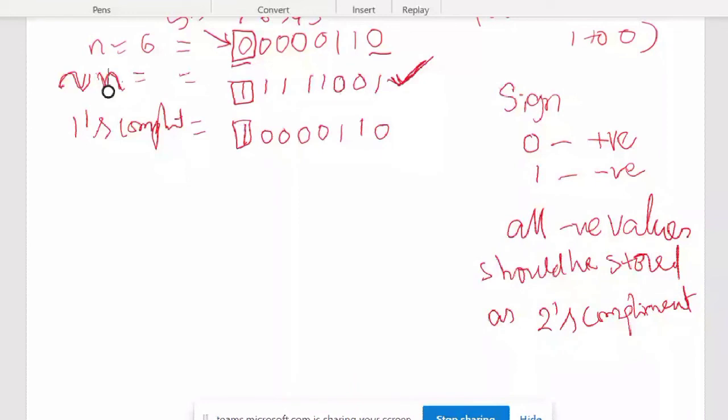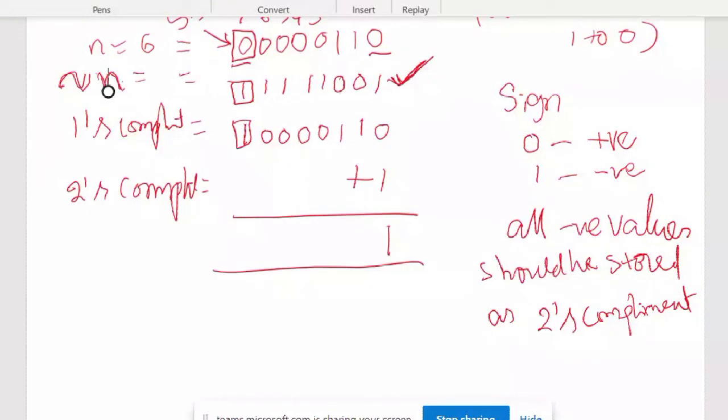Are you following? Yes, sir. I need to find 2's complement, right? 2's complement is nothing but adding +1 to the 1's complement. So +1 add చేయండి, 0 + 1 = 1. ఇక్కడ అన్ని zeros ఉన్నట్టే obviously. So this is 1, this is 1, 0 0 0 0 and sign bit is 1. Can anyone guess what is this value?